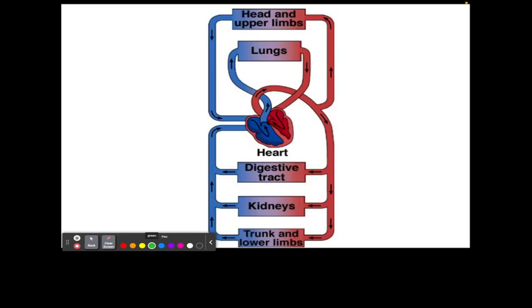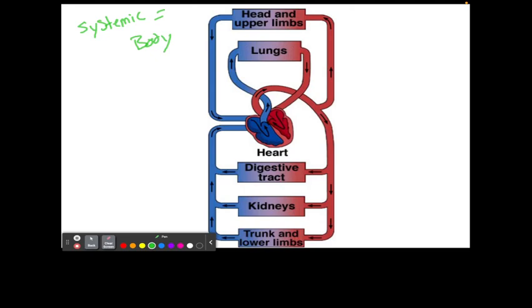So, with that said, there are two major loops in the body we'd like to talk about. Loop number one, we call the systemic loop. So, systemic is the whole body. This is where you move oxygenated blood to the body. This is everywhere in the body you can imagine that needs oxygen, which is everything. Right? So, this goes all over the place.